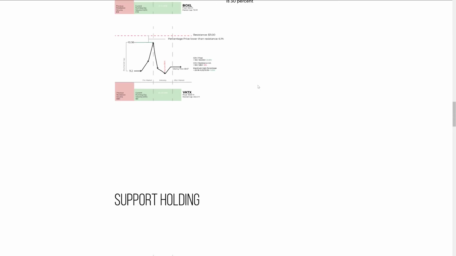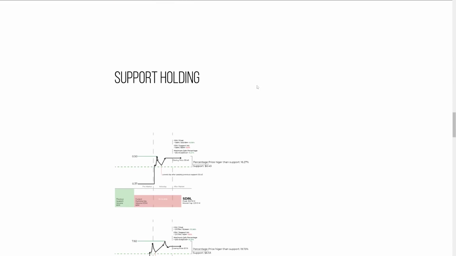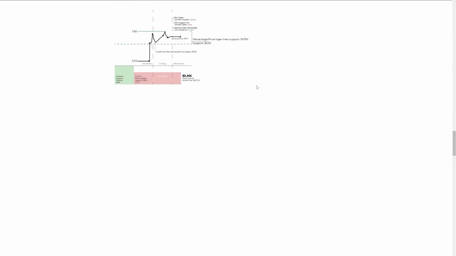If you're interested, go ahead, review the page. Support holding as well, same as resistance.